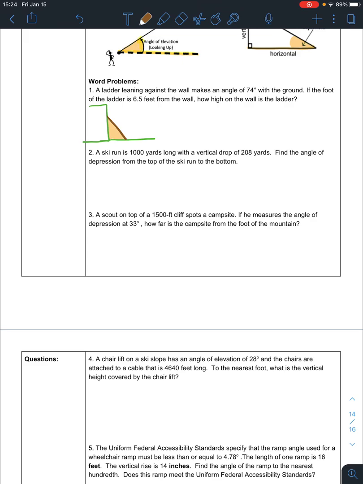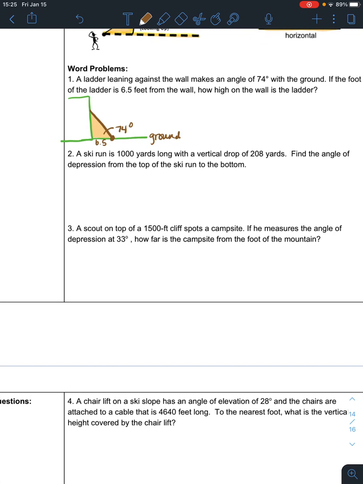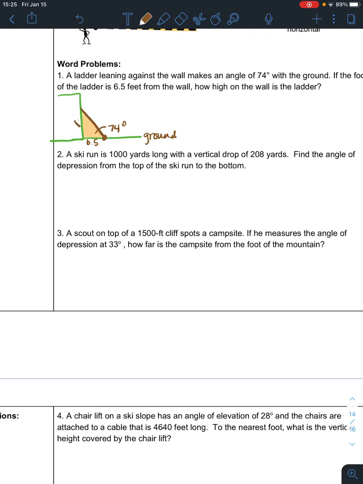Now, where to label everything. Think about where the pieces will go. The ladder's leaning against the wall and it makes a 74-degree angle with the ground. So if this is my ground, then this is my 74-degree angle. So my ladder is leaning and it's making a 74-degree angle with the ground. The foot of the ladder, which is the bottom of the ladder, is 6.5 feet from the wall. So I'm going to put my 6.5 feet right there. How high up the wall is the ladder? So we put our X right there.